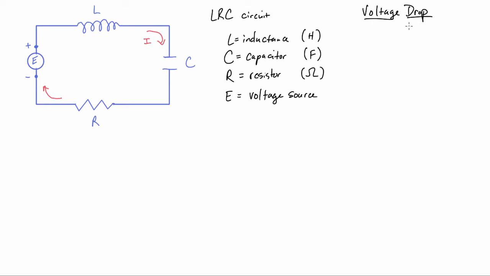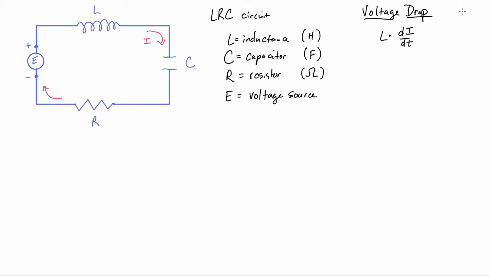We'll start, for example, with Faraday's law. Faraday's law measures the voltage drop across the inductor. The voltage drop across the inductor is proportional to the rate of change of the current. And so it's just the inductance times the derivative of the current with respect to time. That's the voltage drop in that case.